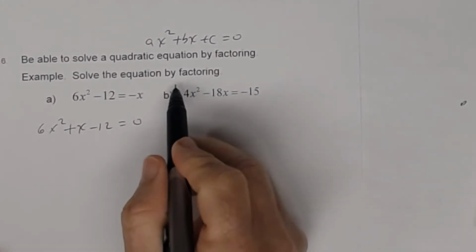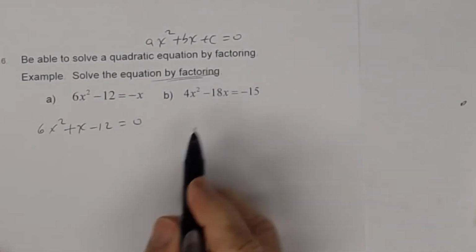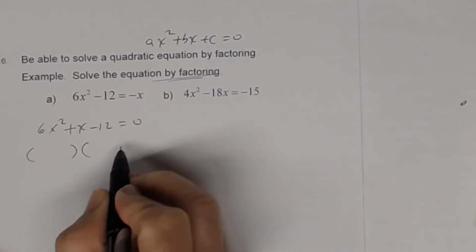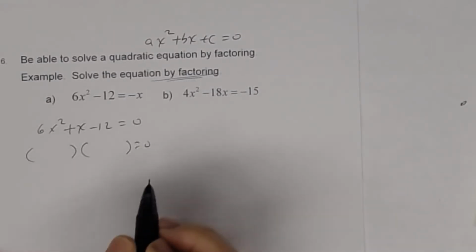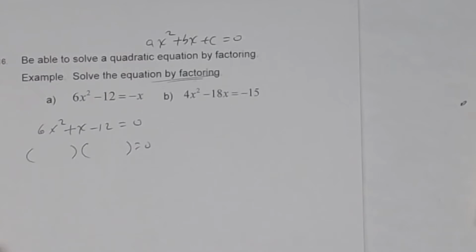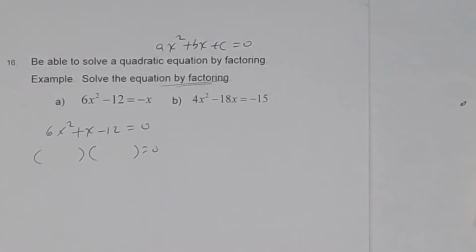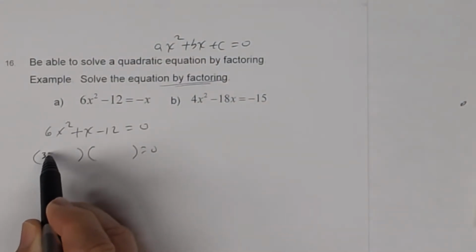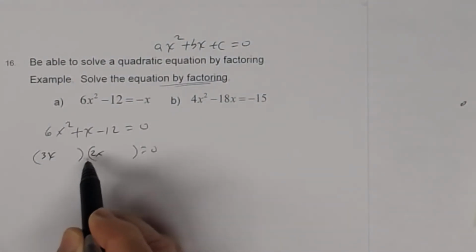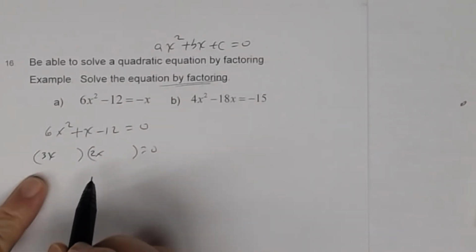And now remember the directions. Always use the directions. The directions say factoring. So let's go ahead and factor this. Let's see what's going to work. I'm going to get 3x and 2x, so 3x times 2x is 6x squared.